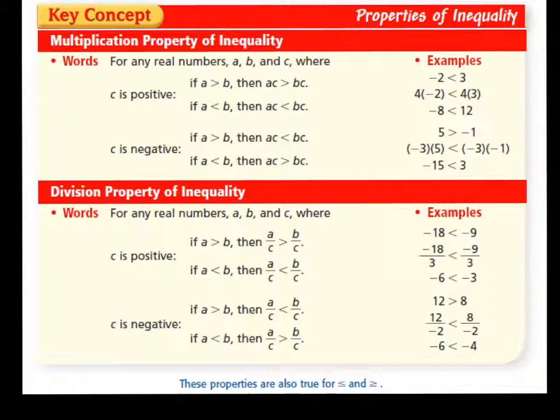I used the properties of multiplication and division for inequality when I solved that last inequality. If we multiply by the same number, it does not change if it's positive. It's all good. But if it's negative, we have to reverse the inequality. Same is true here. If we're dividing by a positive number, the relationship stays the same. If we divide by a negative, we're going to have to reverse the inequality.